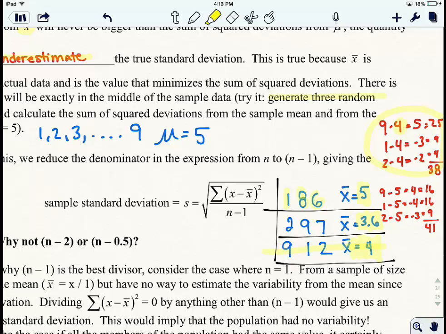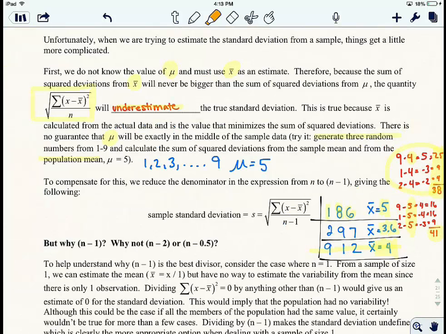And we did that with all of them, and then we squared it and added them up like we did with the formula, and we got a difference of 38. If you do it with the actual average of 5 from all numbers, you get a difference of 41. No matter what, the sum of the squared deviations from the sample average will never be bigger than the sum of the squared deviations from mu, and we saw that here. Here we had 38 versus 41. So, to compensate for this, we reduce the denominator in the expression from n to n minus 1, giving us the following sample standard deviation formula.